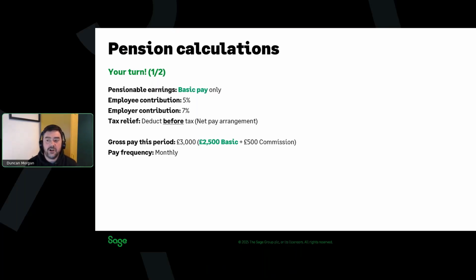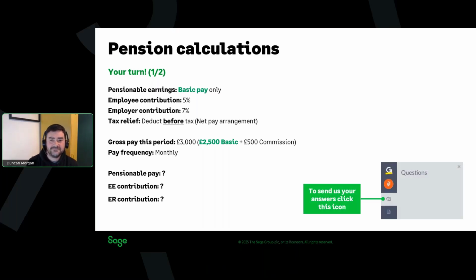And you're doing the calculation on gross pay of £3,000, which consists of £2,500 basic plus £500 commission, and the employee is paid monthly. So what we're asking you to do is to work out the pensionable pay and then to work out the employee contribution and the employer contribution. And when you think you have the answer, pop it into the Q&A and we'll come back and go through the calculation. So I'll give you maybe a minute or two to take a look at that example.